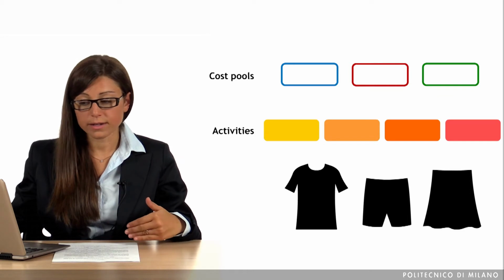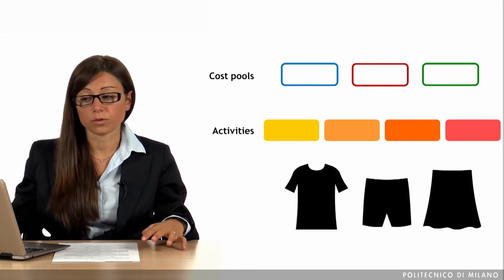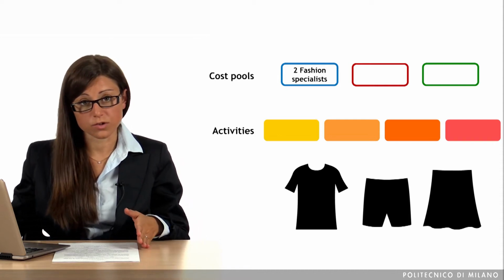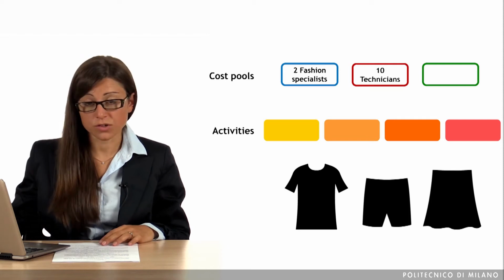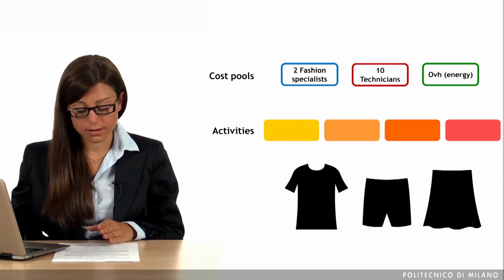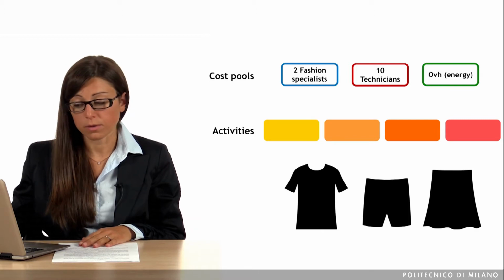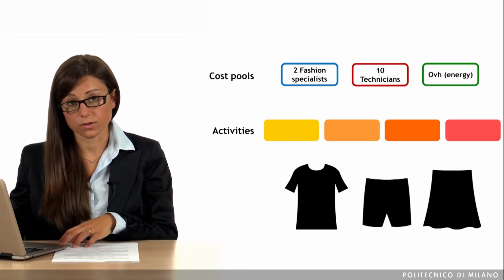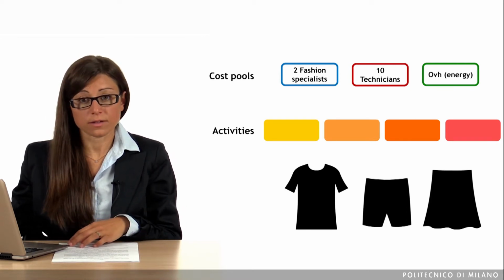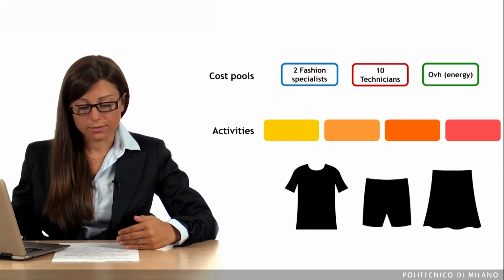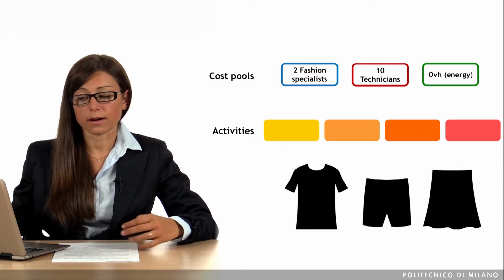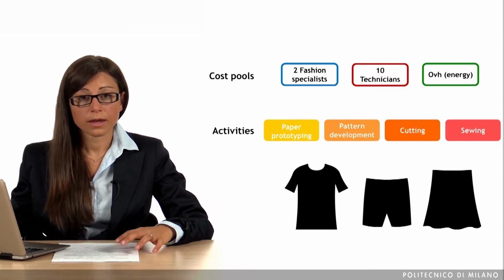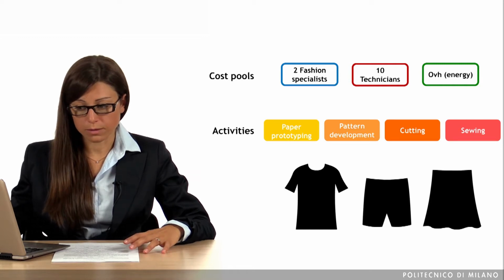If we look at our exercise, which are the cost pools that we have? We have the fashion specialists, and specifically two different fashion specialists. Then we have 10 technicians, and then we have the overhead that is represented by the energy in this specific example. Our products, as I said, are the t-shirts, the shorts, and then the skirts. And then we need to identify the activities. The activities can be identified by reading the text, and these activities are the paper prototyping, the pattern development, the cutting, and the sewing. In this way, we have approached the overall problem.